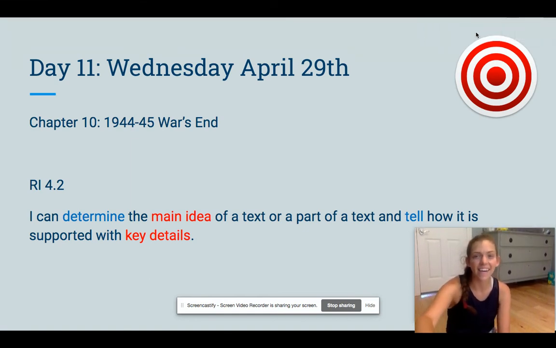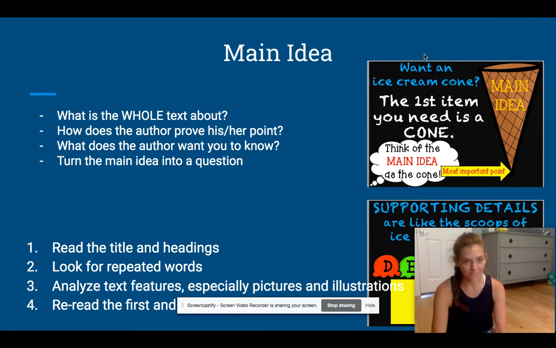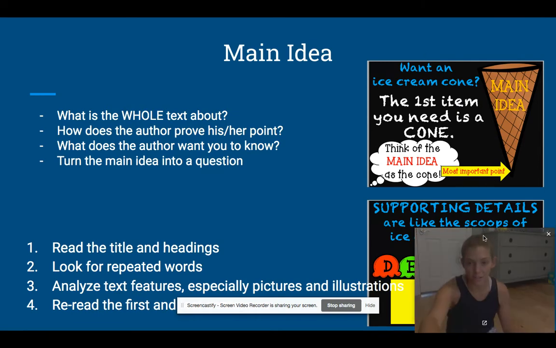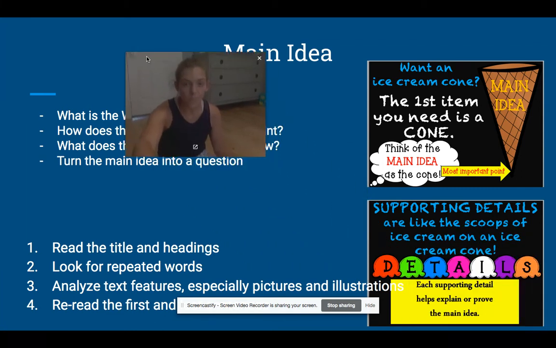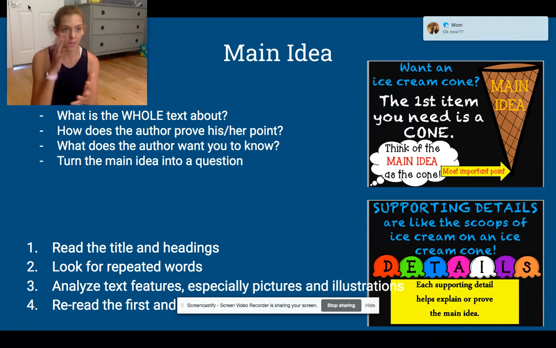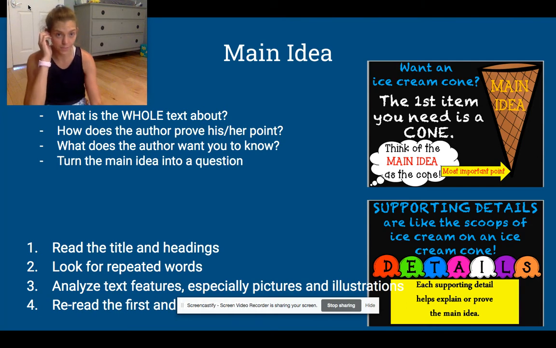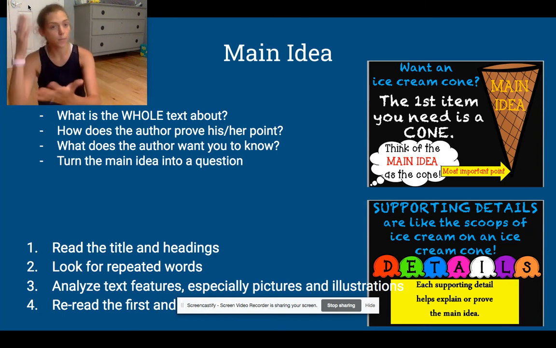Key details are those smaller things that support or prove that main idea as we go, right? All right, let's do it. Okay, so when we talk about main idea, we think about that ice cream cone, right? And our main idea is the bottom piece because we can't have a text without a main idea, right? And that bottom cone, you can't have an ice cream if you don't have the cone first, right? So we talk about that bottom cone as the main idea, and we also talk about that point at the bottom, because the main idea is really the author's most important point.